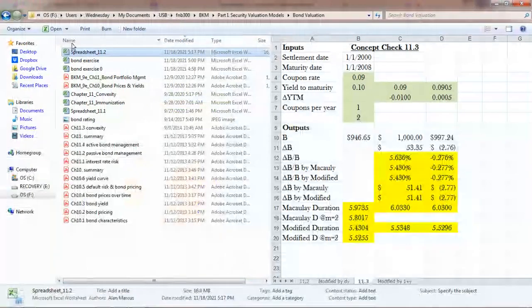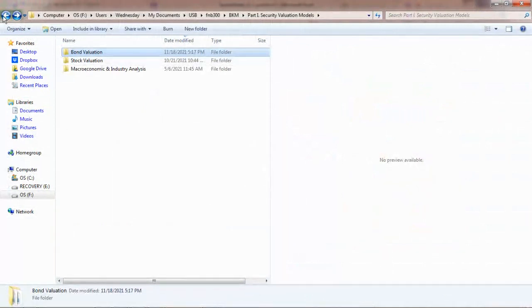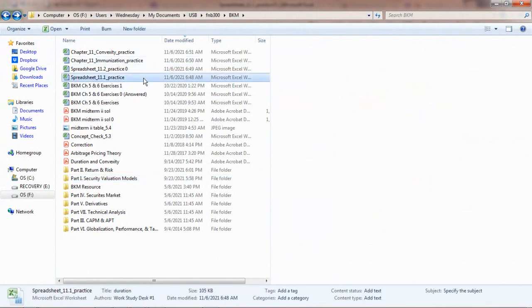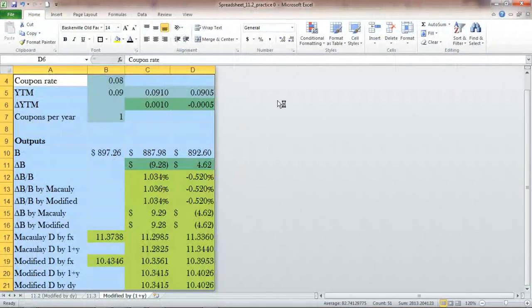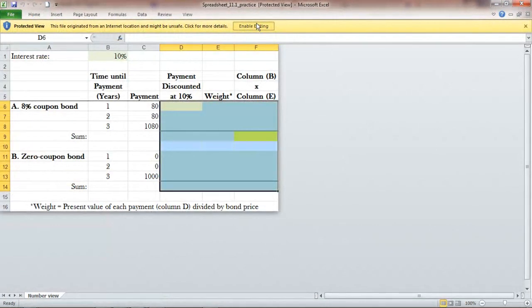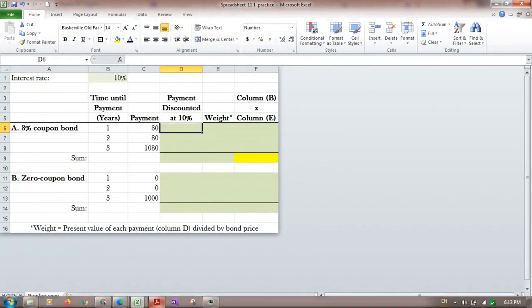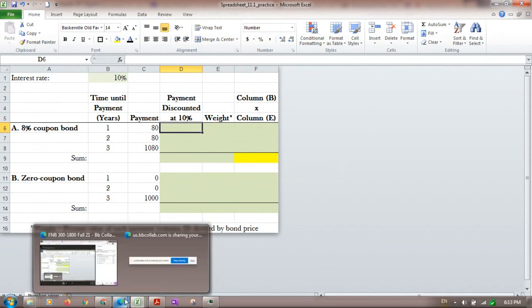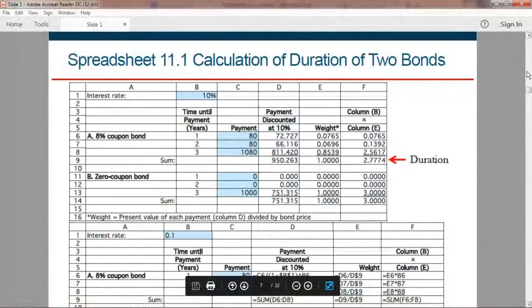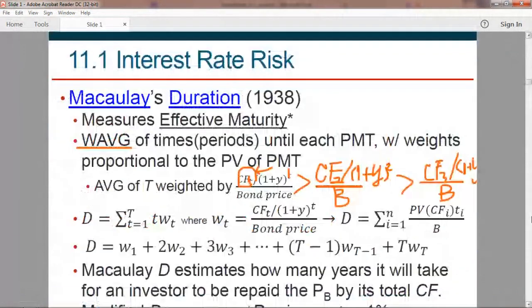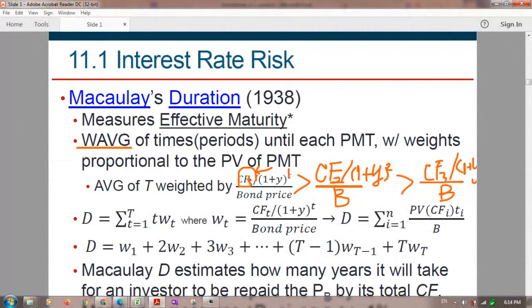Let me also open this one. Expression. Okay, so we did this exercise last time. Duration may be a difficult concept to grasp, but not really. As I said, what is duration? Duration is effective maturity, right?